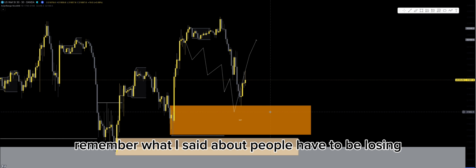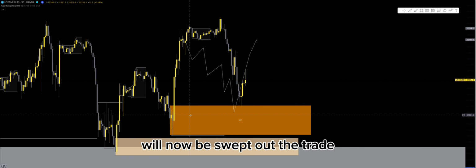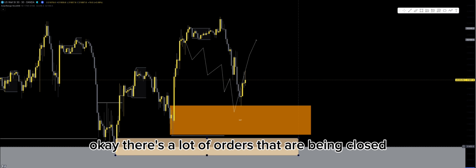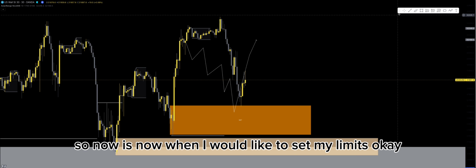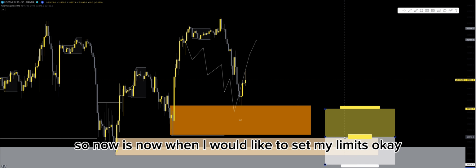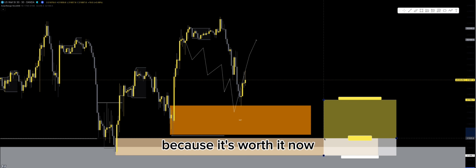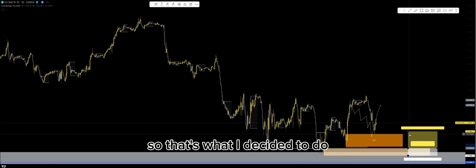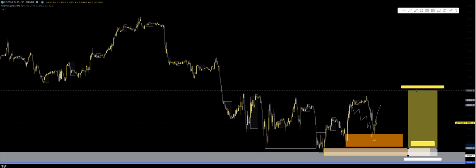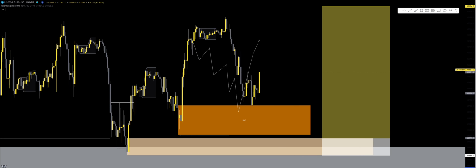Now remember what I said about people having to be losing. Every single trader here will now be swept out of the trade if it comes back to this. There's a lot of orders being closed, a lot of long positions being taken out. So now is when I would like to set my limits, because it's worth it now. If this low gets swept, everyone here has been taken out of the trade. They've been induced. So that's what I decided to do.